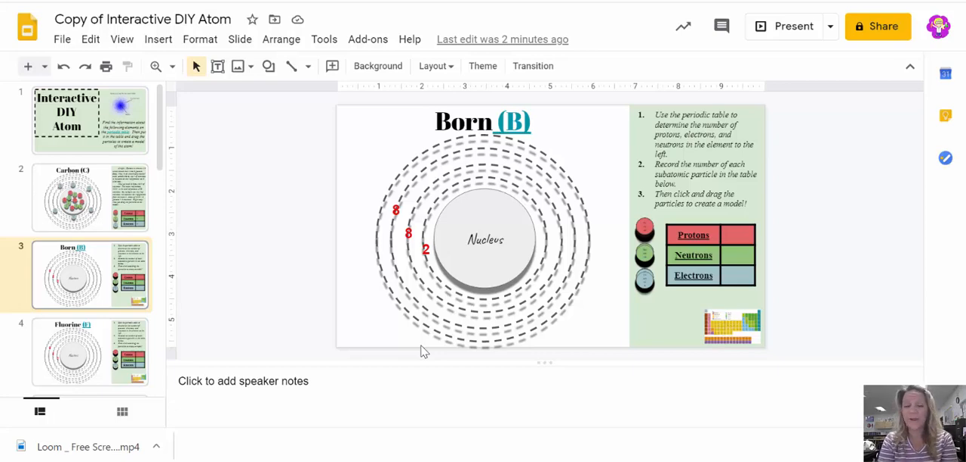Hey guys, I just wanted to go ahead and show you how to do this interactive DIY atom. So the first atom we're going to look at is boron. And if you read up here, it says to use the periodic table to determine the number of protons, electrons, and neutrons in the element to the left. Then we're supposed to record them in this table.